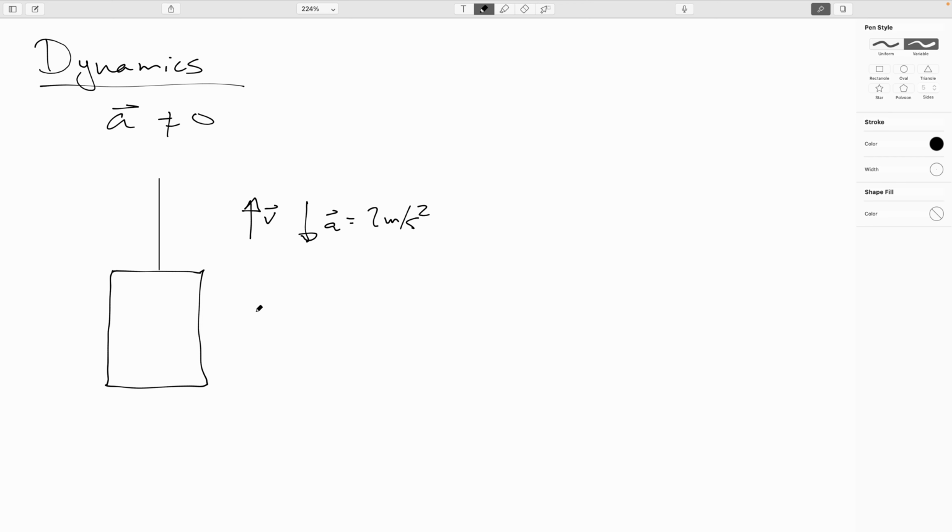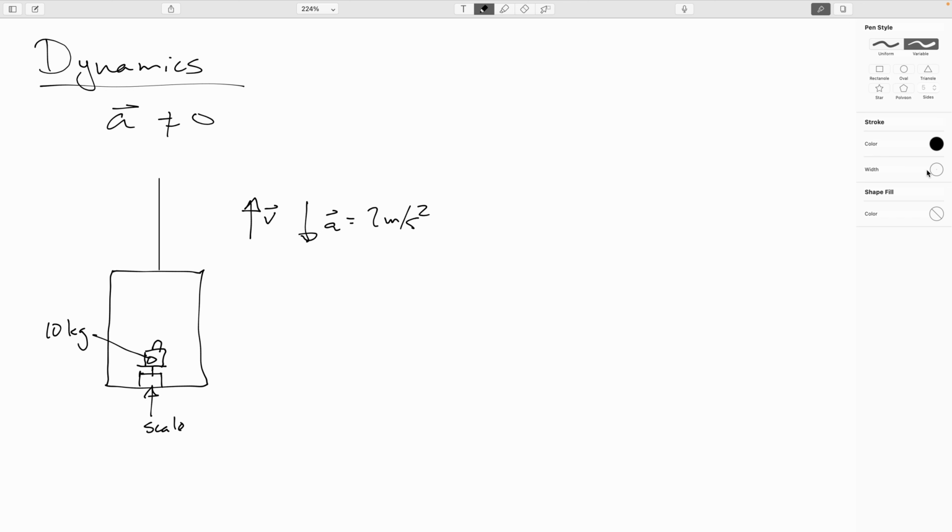Alrighty. Now let's say that inside our elevator we happen to have a scale. So there's a scale, and that's the little top on it. And then we'll stick on the scale a 10 kilogram mass. What I would like to know is what number reads on the scale.